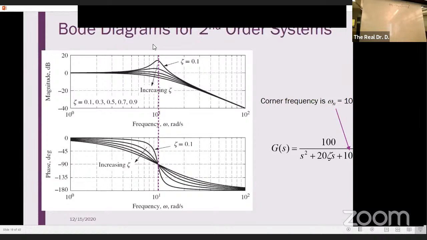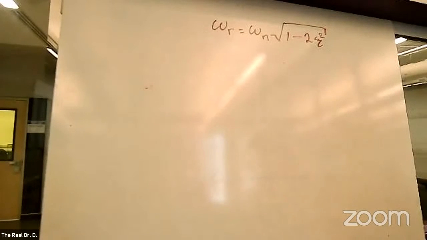So you've got two ways to find it. You either get it from the Bode plot and grab it, or, what? Or you calculate it with the equation. Okay?